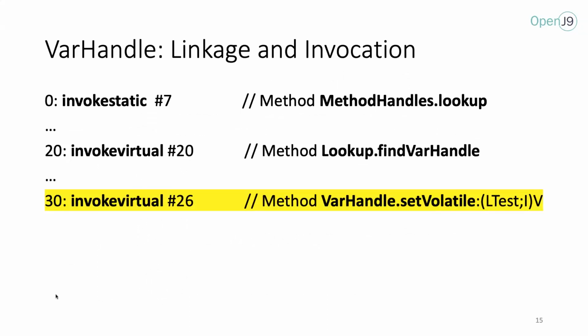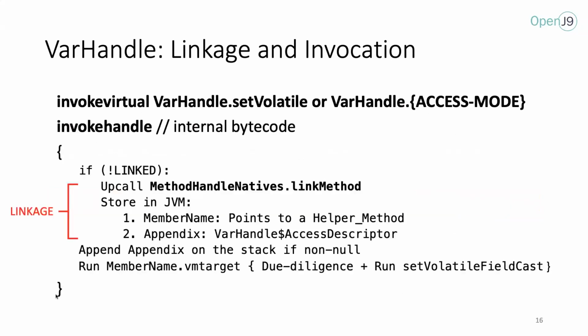So the last 2 stages of the VarHandle example are linkage and invocation. These 2 stages correspond to the invoke virtual bytecode being executed on the VarHandle's access mode function, which in this case is setVolatile. So how does the interpreter run this invoke virtual bytecode on the VarHandle access mode function?